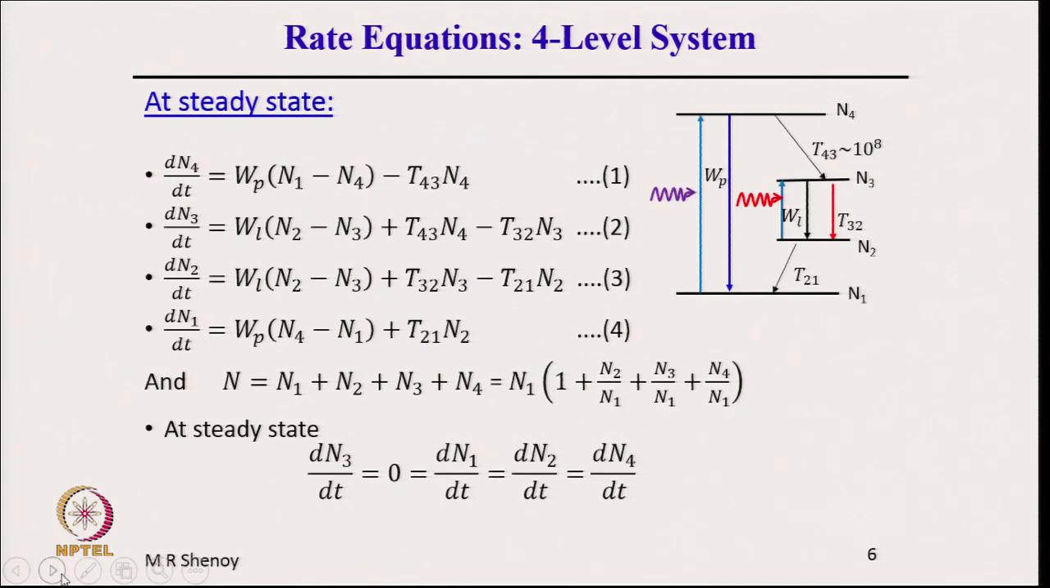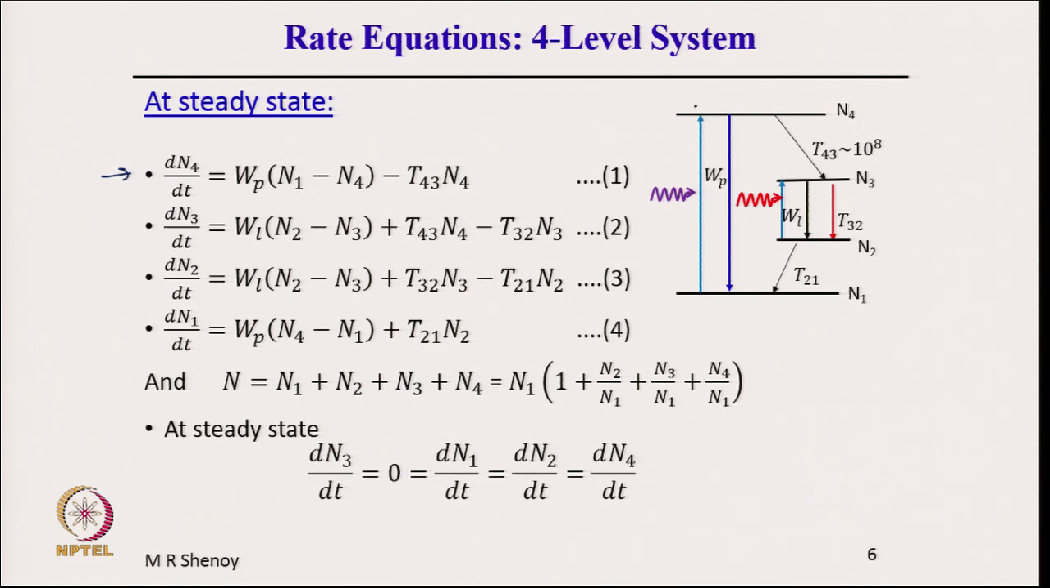All right. So, now we straight away come to writing rate equations for such a 4 level system. You can see here I have shown only T43 and T21; the other 2, namely T41 and T42, I have not shown at all, and therefore, we can write the rate equations at steady state.